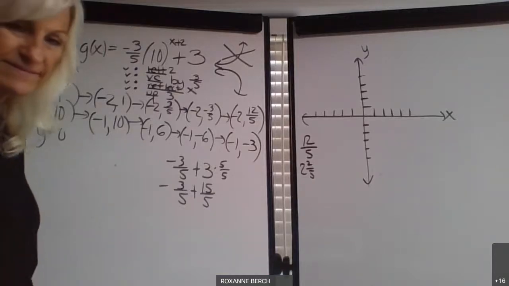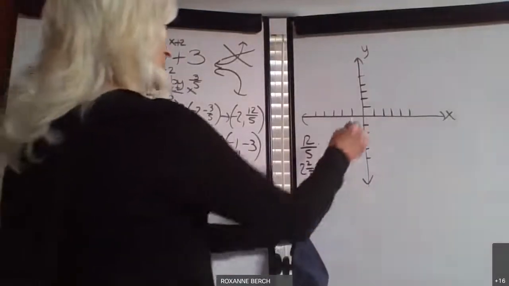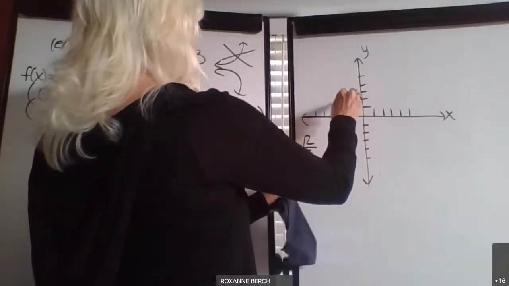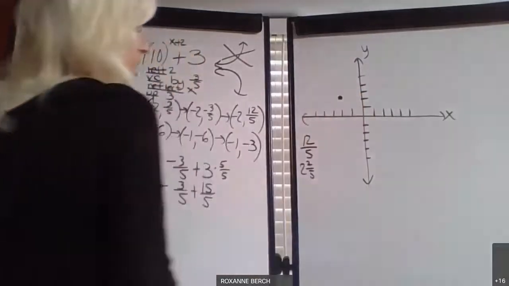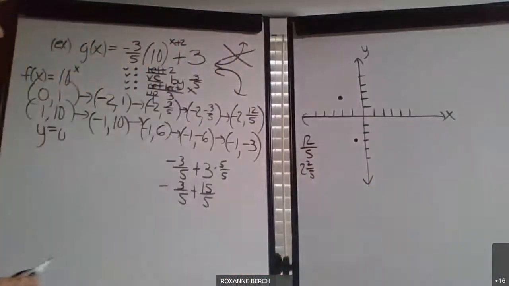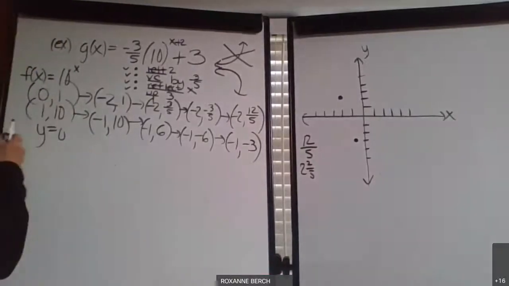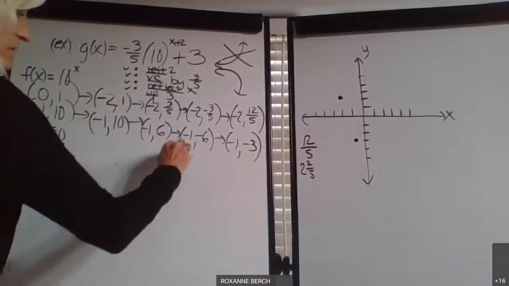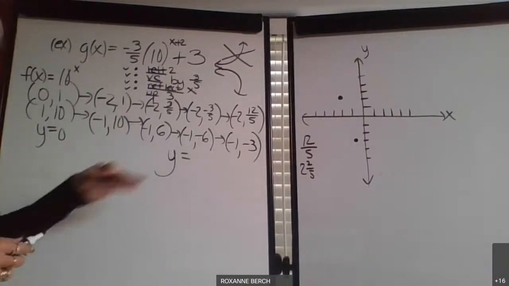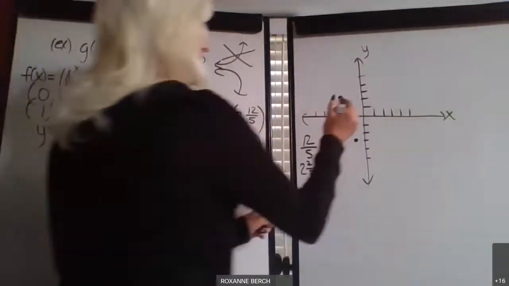2 2/5? 2 out of a whole 2 and 2 out of 5 parts. You go left 2 and you go up 2 and 2 out of 5 parts. Then left 1, down 3. And did our asymptote change? So our parent was y equals 0. Do we have a new asymptote or not? Who moves the asymptote? Okay. So our new asymptote is y equals 3.